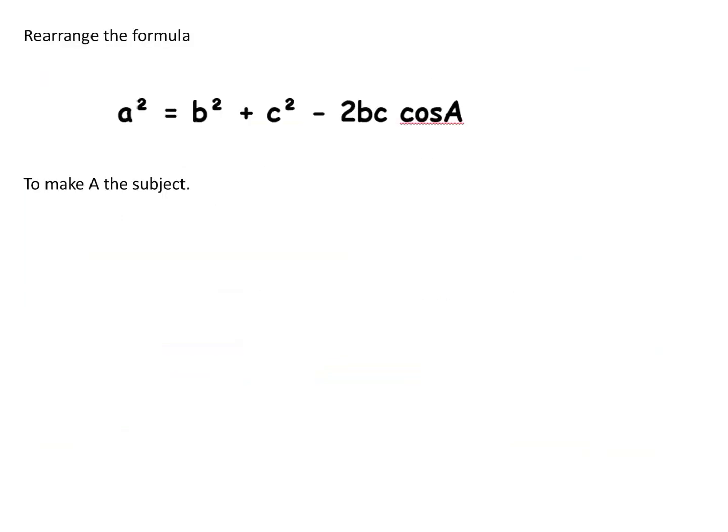Okay, let's skip these ones, much the same. Here's a little challenge for you. You've got the cosine formula, which by the way will be in the formula book. But what I want you to do is rearrange to make capital A the subject. See if you can do it on your own, and then run the video and see if you manage to get the right answer. So rearrange to make capital A the subject.